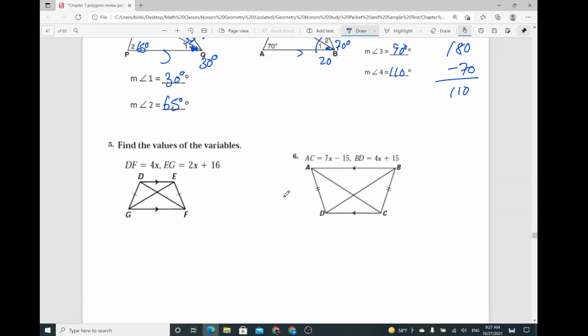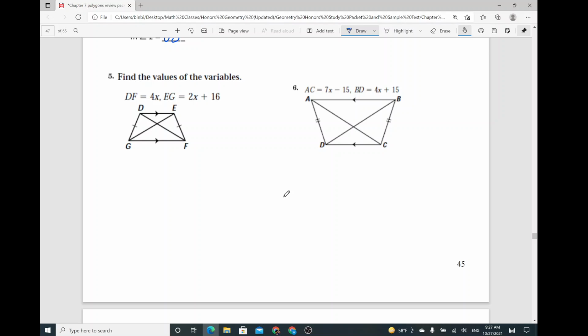So now let's see what else we have right here. Find the value of the variables. DF is parallel to GF. DF is 4x, and EG is 2x plus 16. Yes, they're congruent because those are the diagonals. So that means 4x equals 2x plus 16.